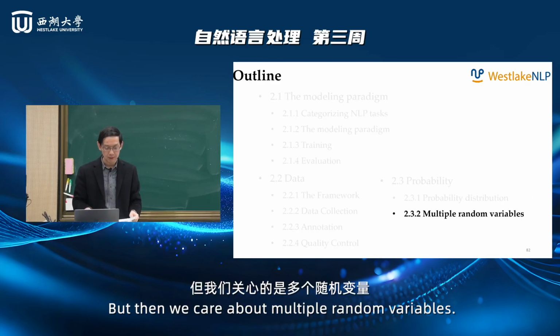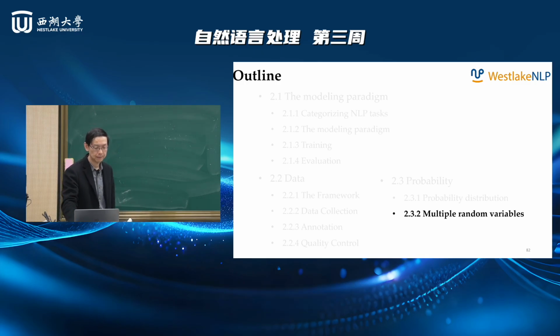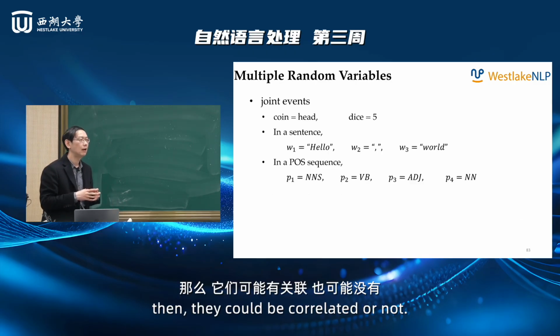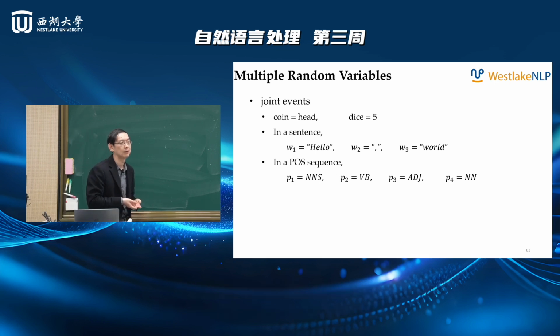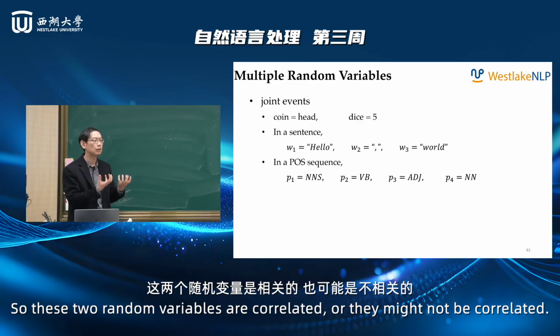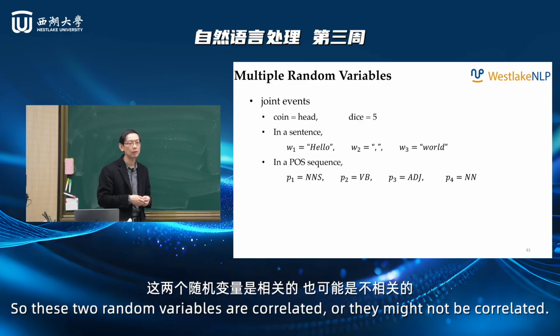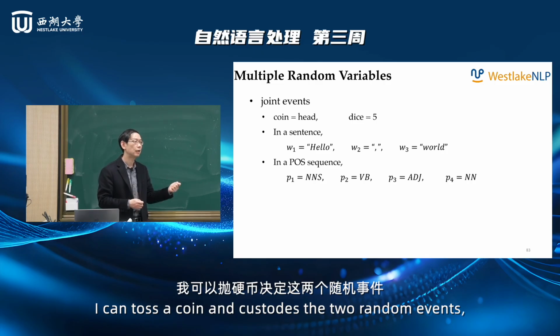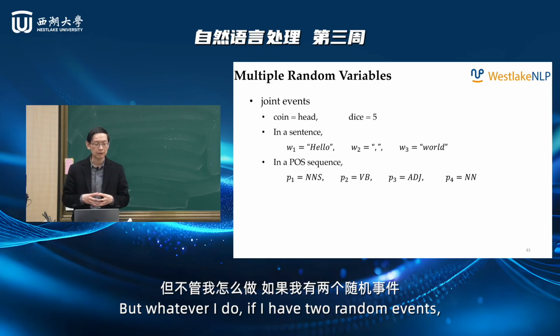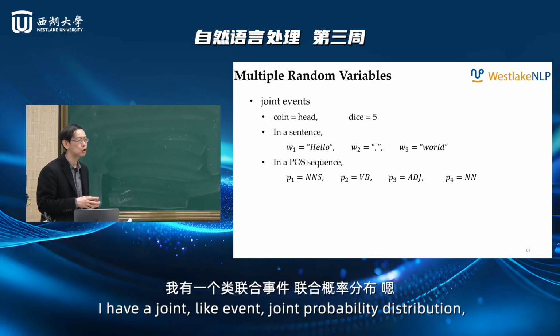All right, but then we care about multiple random variables. If I do 2 things together, then they could be correlated or not. If you study hard, you're likely to get a good result in your exam, so these 2 random variables are correlated. Or they might not be correlated: I can toss a coin and cast a dice, 2 random events. But whatever I do, if I have 2 random events, I have a joint event, a joint probability distribution.